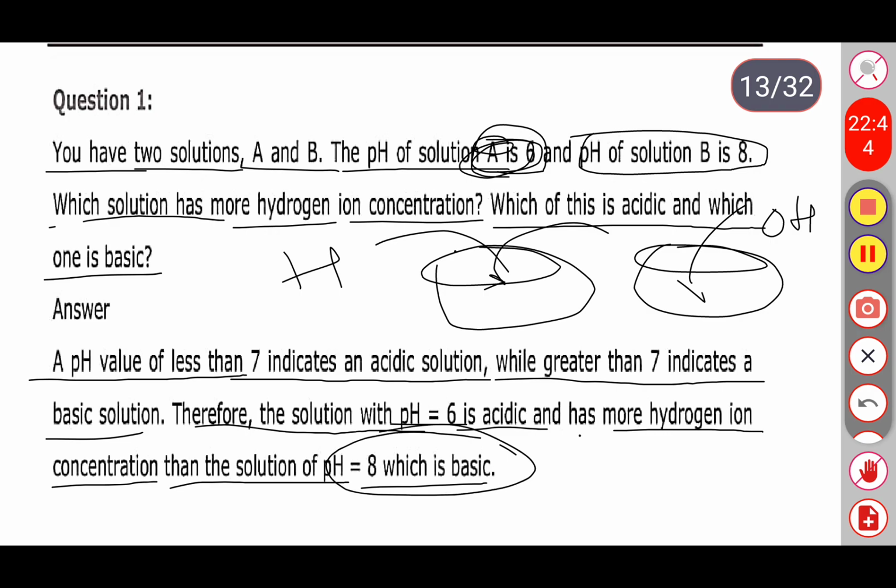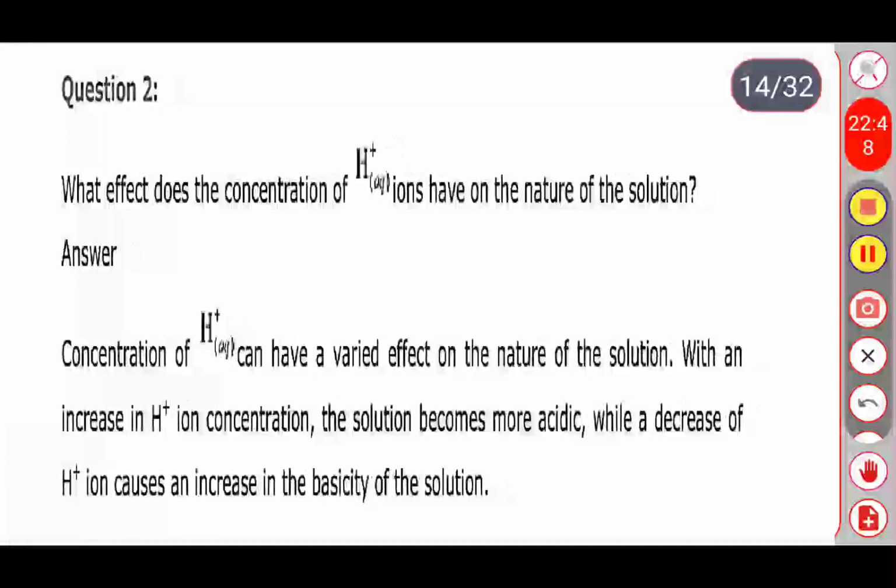What effect does the concentration of H+ ions have on the nature of the solution? The concentration of hydrogen ions can have a varied effect on the nature of the solution.